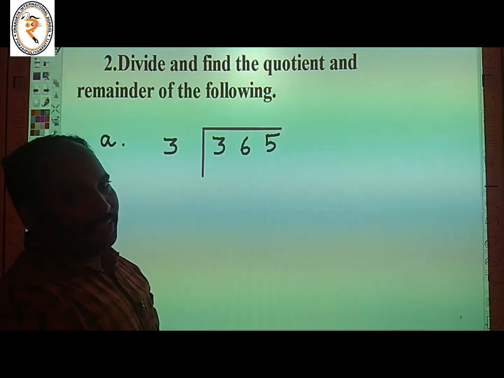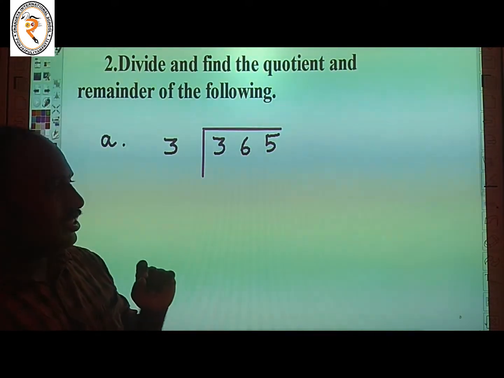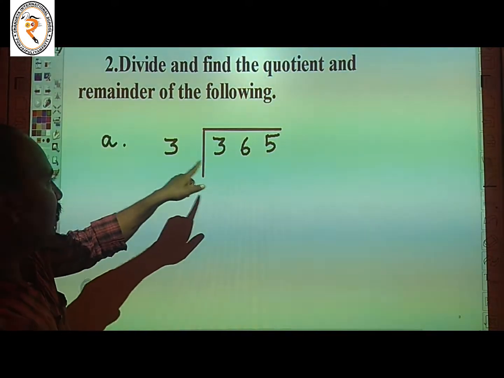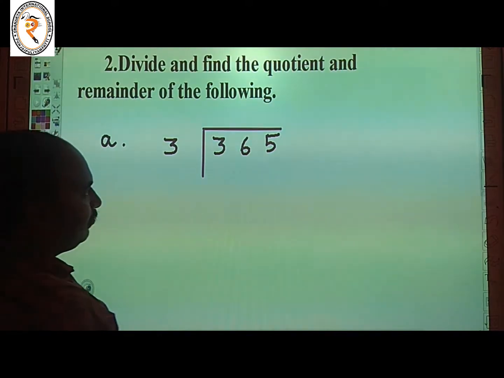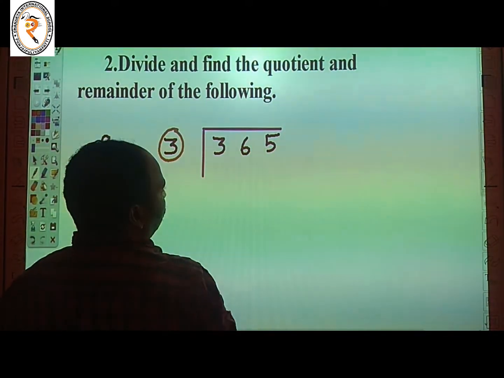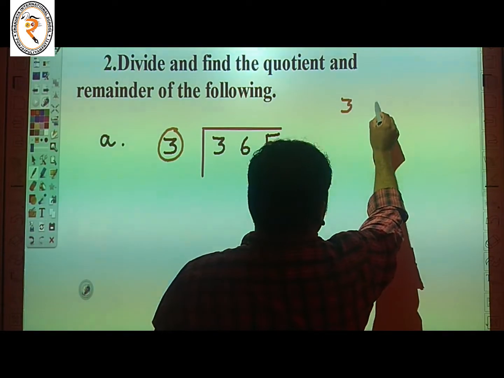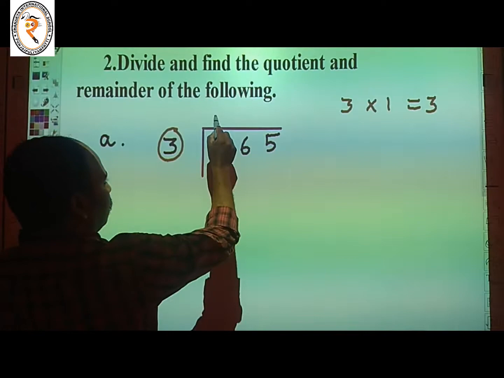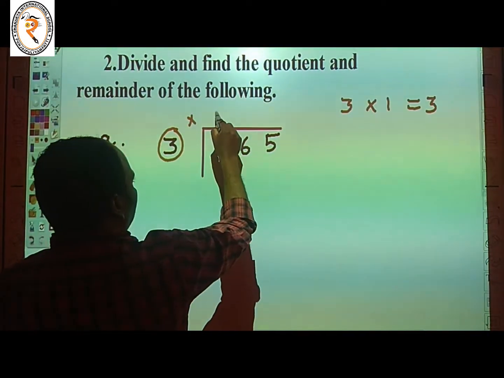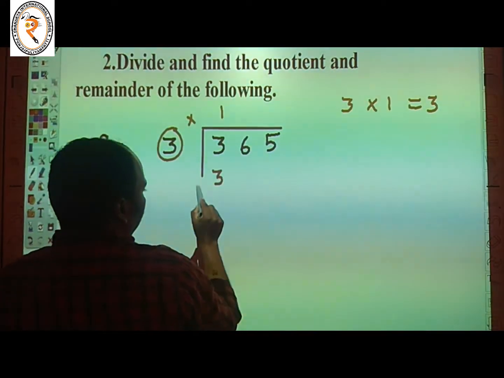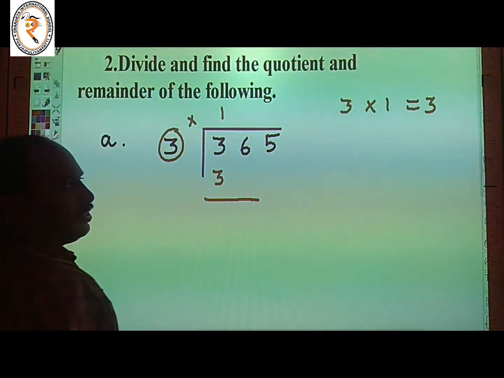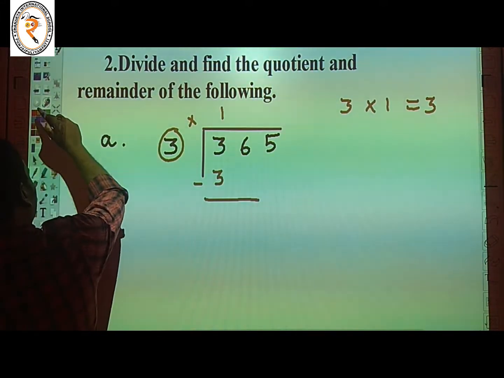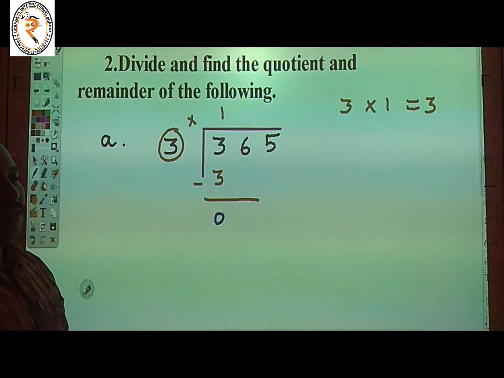Ones, tens, hundreds. Always first divide the hundreds place. So 3 divided by 3. The divisor is 3, so we go to the third table. 3 into 1 is equal to 3. You want to subtract: 3 minus 3 is equal to 0.